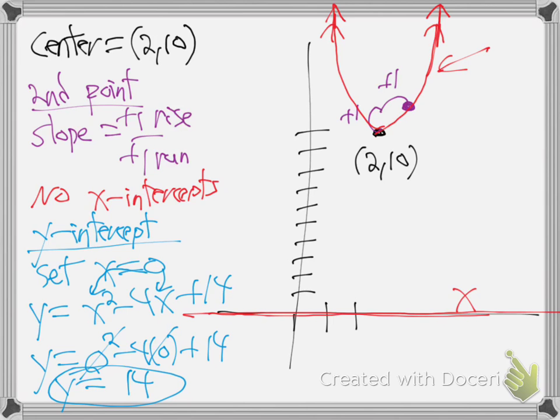What that means, I didn't do my graph very well, but this is 10, 11, 12, 13, 14. It's really supposed to go through right there at 14. I just didn't graph it very well. It's supposed to go right through that point. It's supposed to hit the y-axis at up 14.